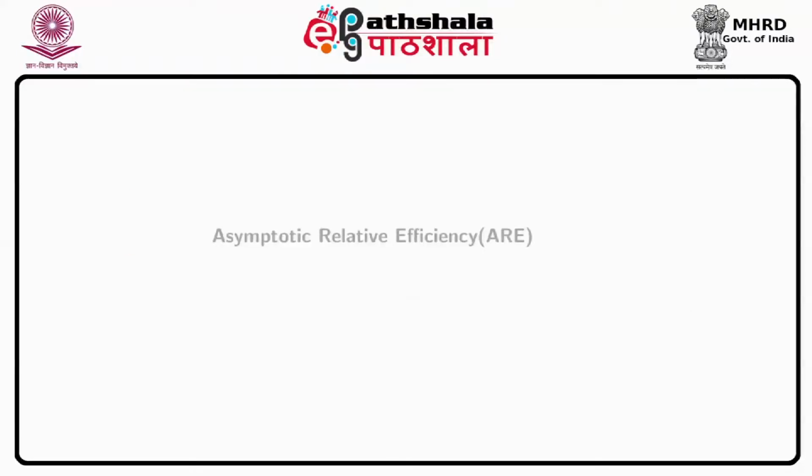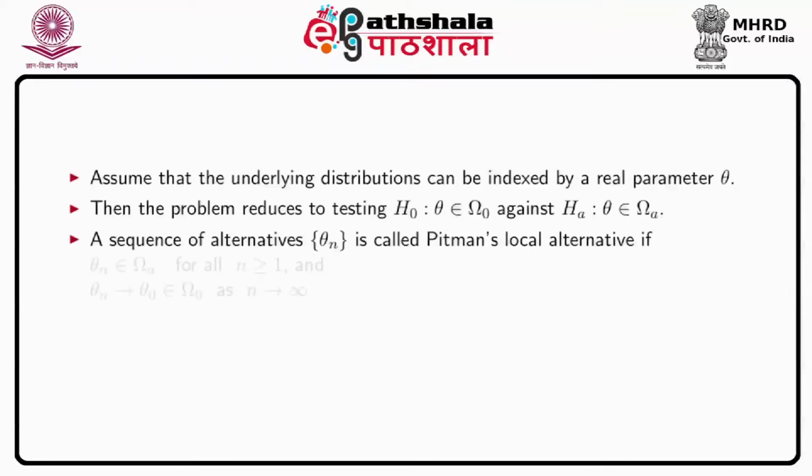Next we come to asymptotic relative efficiency, which is abbreviated as ARE. Now E12 depends on alpha, beta and G star, and hence, as discussed earlier, makes the comparison difficult. Thus, before defining the asymptotic relative efficiency, we discuss the concept of local alternatives and asymptotic power, and asymptotic power is abbreviated as AP.